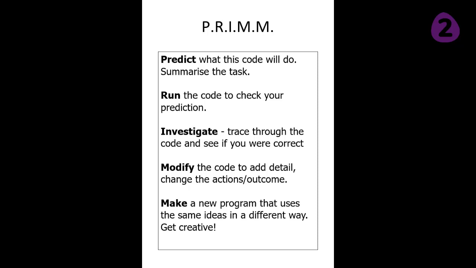These principles underpin the teaching of programming in computer science, and children should be given the opportunity to explore these principles in their learning. Children should be given the opportunity to predict what code will do, summarizing the task, and then running through the code to check if their predictions are correct. They can investigate by tracing through the code one line at a time, and then modify the code by adding their own details to change the actions and the outcome of the code, and then perhaps using the original code to make a brand new program that uses the same ideas in a creative way.